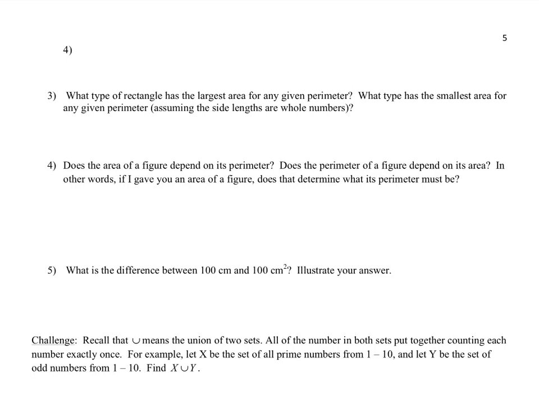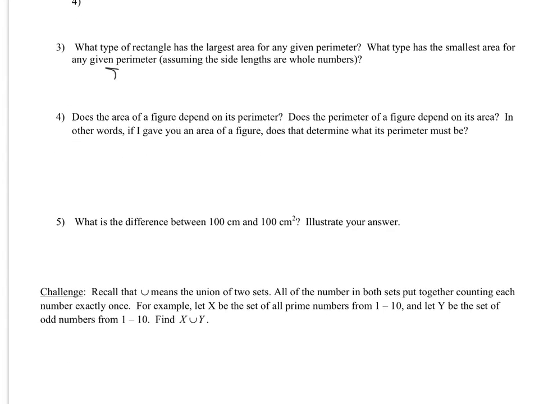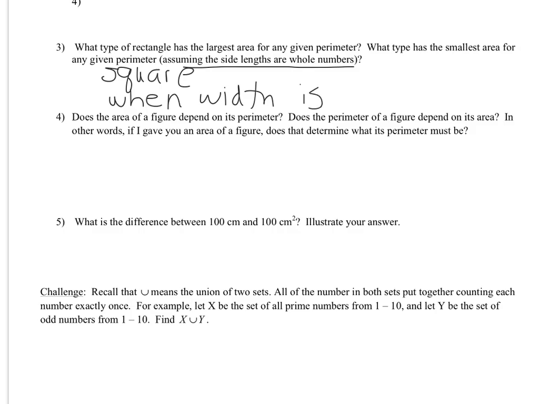Okay. So going on to the next page, I want to answer number 3. What type of rectangle has the largest area for any given perimeter? Largest area will be the one that is most like a square, or a square. And what type has the smallest area for any given perimeter? Assuming the side lengths are whole numbers, when the width is 1, that will give me the smallest area.